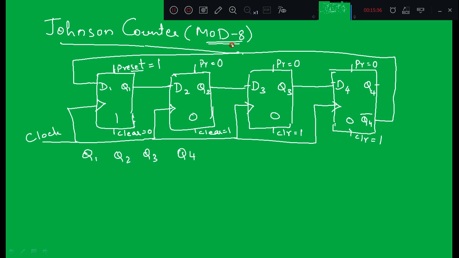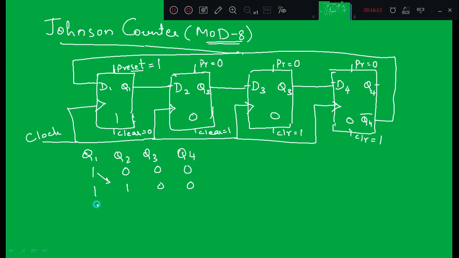I said it is also called mod 8. That means I need to get a total of 8 states including 1 0 0 0. So when I start with 1 0 0 0, Q4 bar is connected to D1. That means when Q4 is equal to 0, Q4 bar is equal to 1. So this 1 is connected to D1. That means Q1 will become 1, right? Q1 will remain 1 and this 1 gets shifted because of this connection to the next flip-flop. Next 0, 0, right? Next Q4 is again 0.